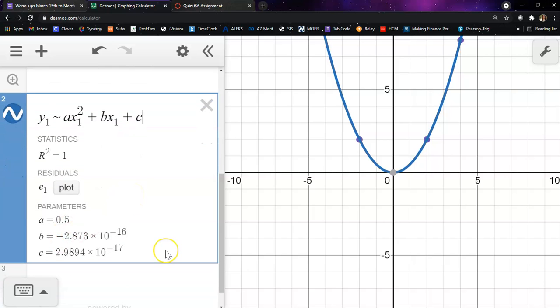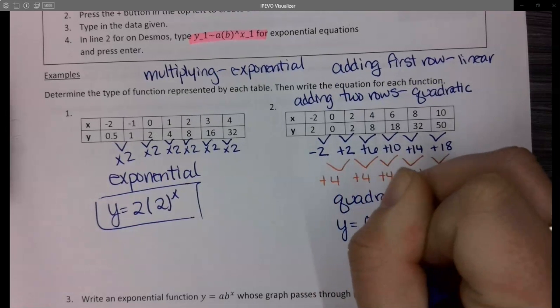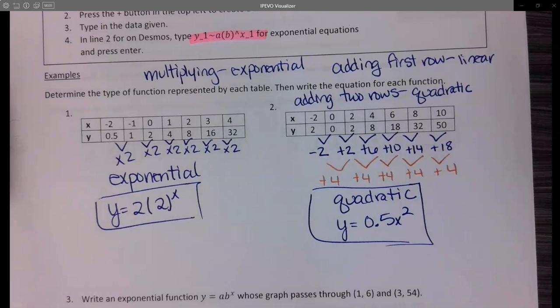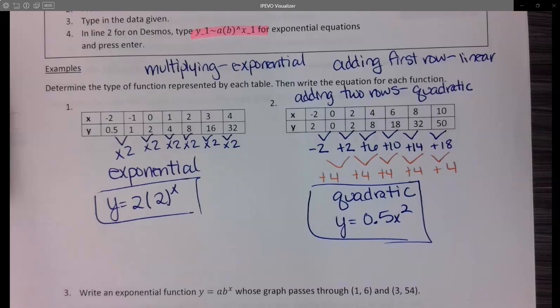So, this one is just 0.5x squared. And I don't have to write the b and c values because they weren't there. Questions on this one? It has to match to whatever your table says. So if you scroll back at the top of your table. Sometimes the table names change on Desmos, so it's not always y1 or x1.